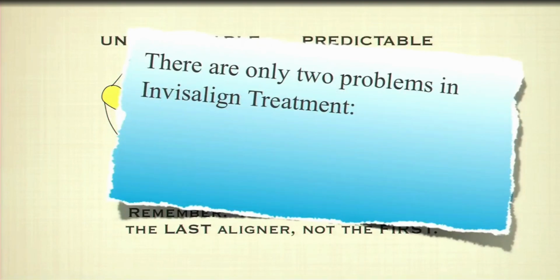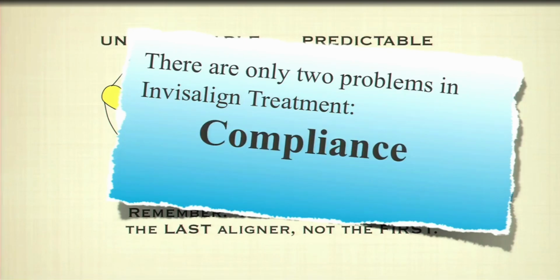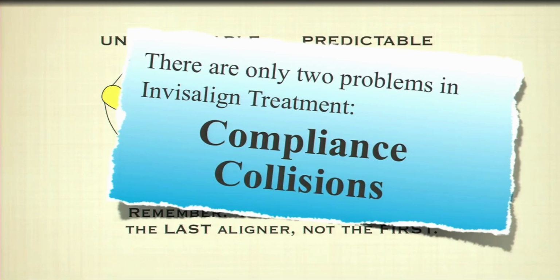Okay, there are only 2 problems in Invisalign treatment, and they both start with C. There's compliance, you all know about that, and there's collisions. Now, everything I'm going to describe to you about how I approach an Invisalign case is designed to reduce, I don't think I can eliminate, but reduce collisions. Some people call it binding. Or you can say the teeth get the brakes put on. If your teeth are put in a position where they collide with other teeth and they're squeezed in to some position, they will not do what you want them to do.